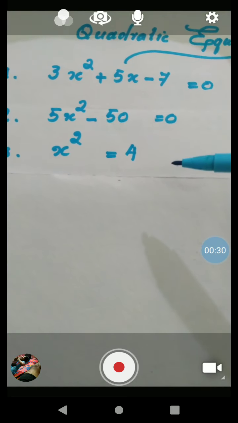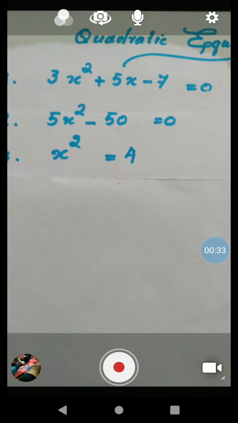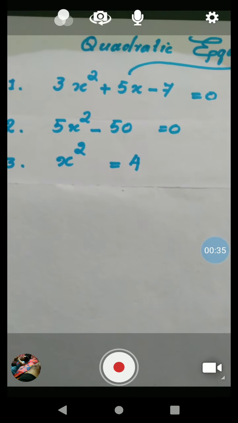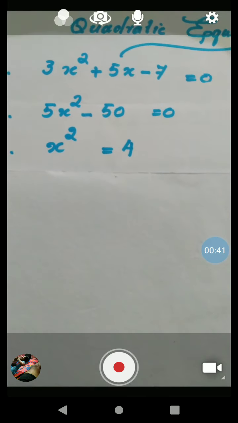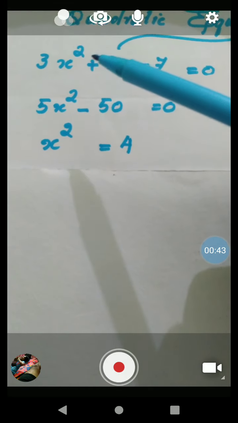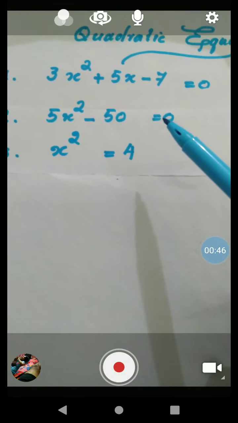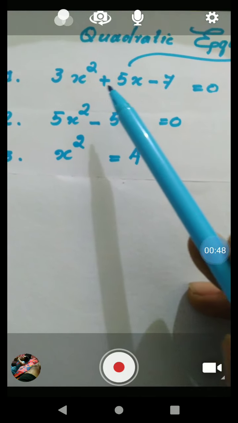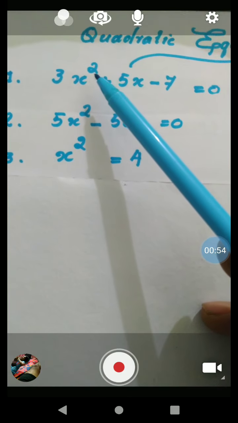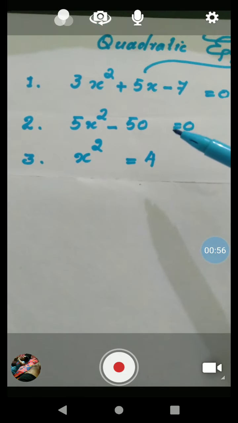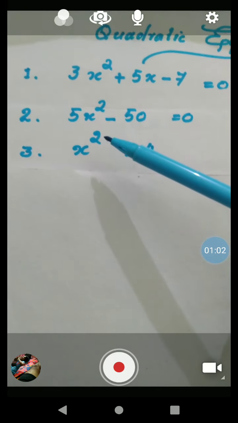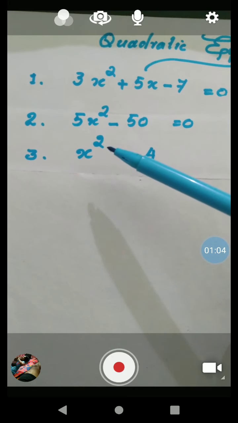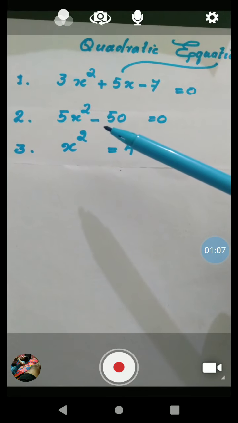Now, what is a quadratic equation? An equation with one variable in which the highest power of the variable is 2. Here you can see in each example the highest power of this equation is 2. The power of the first equation is 2, the second equation also 2, and the third one also 2. That is called a quadratic equation.